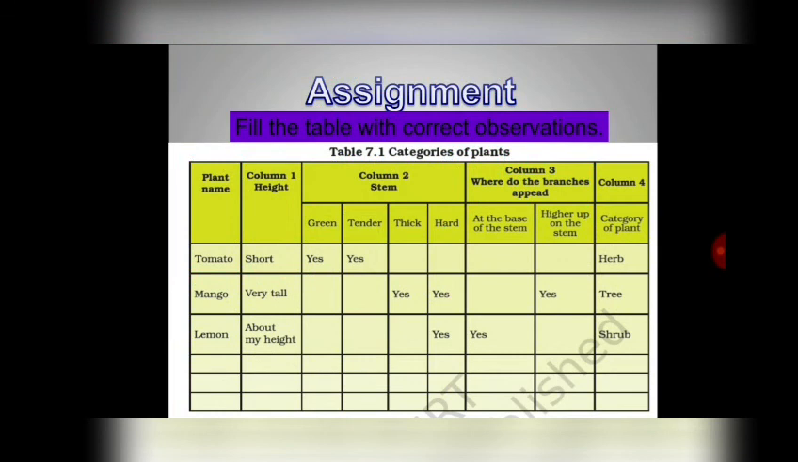There is an assignment, children. Fill the table with correct observations. On one side you have to write the plant's name. Three plant names are already written, three more you have to write. Stop the video and do this assignment. Column 1, height is there, and column 2, stem is there. Column 3, where do the branches appear, and column 4, category of plant, you have to write after writing their features. So observe them properly and do this assignment.